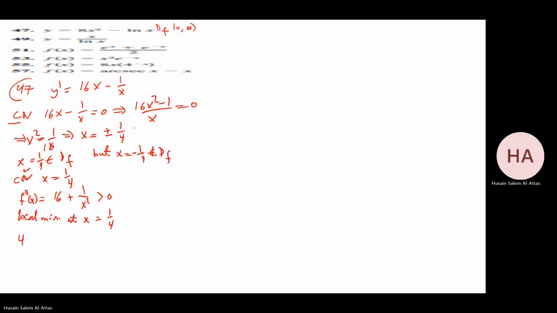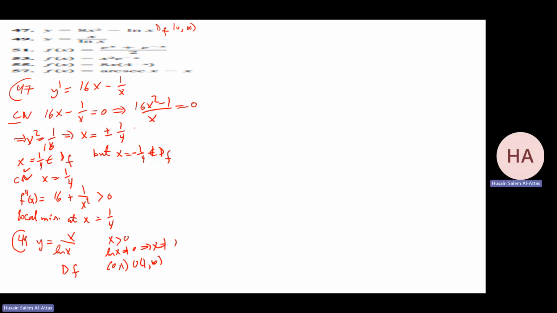49. What is the function? y equals x over ln x. By the way, be careful here with the domain of this one. I need x positive, and then ln x not equal to 0, which means x not equal to 1. So it's from 0 to 1, union 1 to infinity. That will be the domain of f.